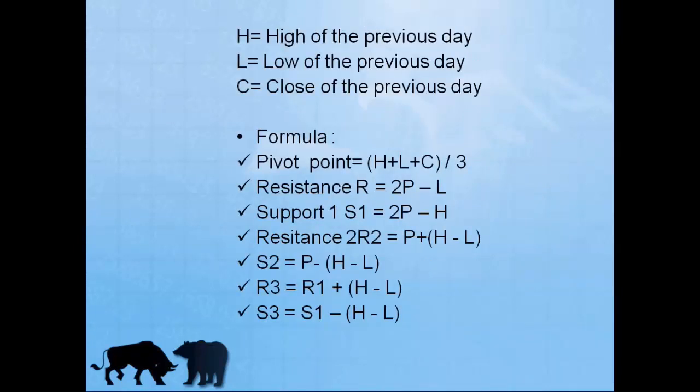Now, the pivot points take into consideration the high, the low, and the close of the previous day. And the pivot point formula takes the high plus the low plus the close, and it divides it by 3. And that's considered the pivot point. The resistance, and you're going to see the abbreviations here, H is for high, L is for low, and C is for the close of the previous day. And you're going to see that it also gives us 3 resistance points and 3 support points.